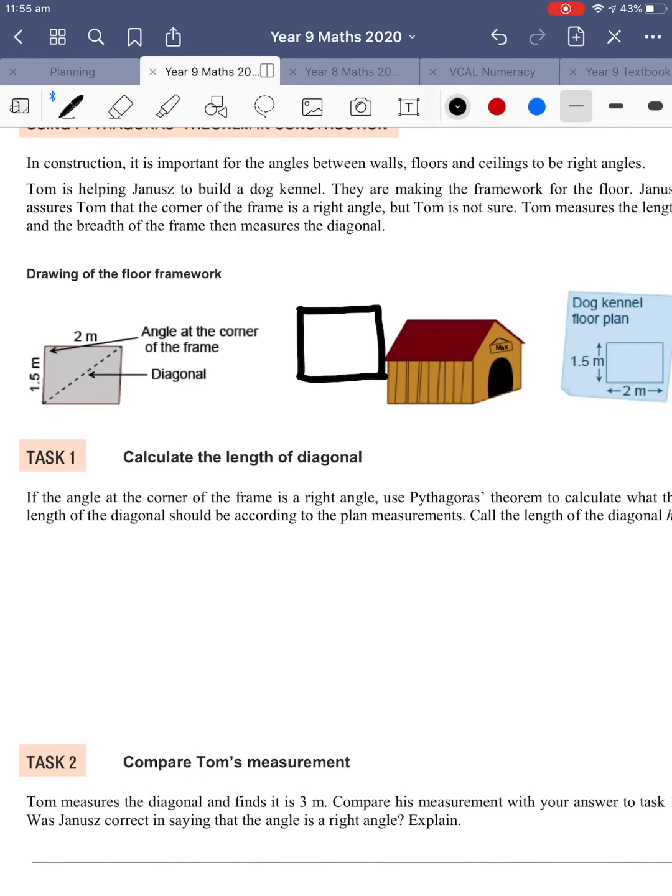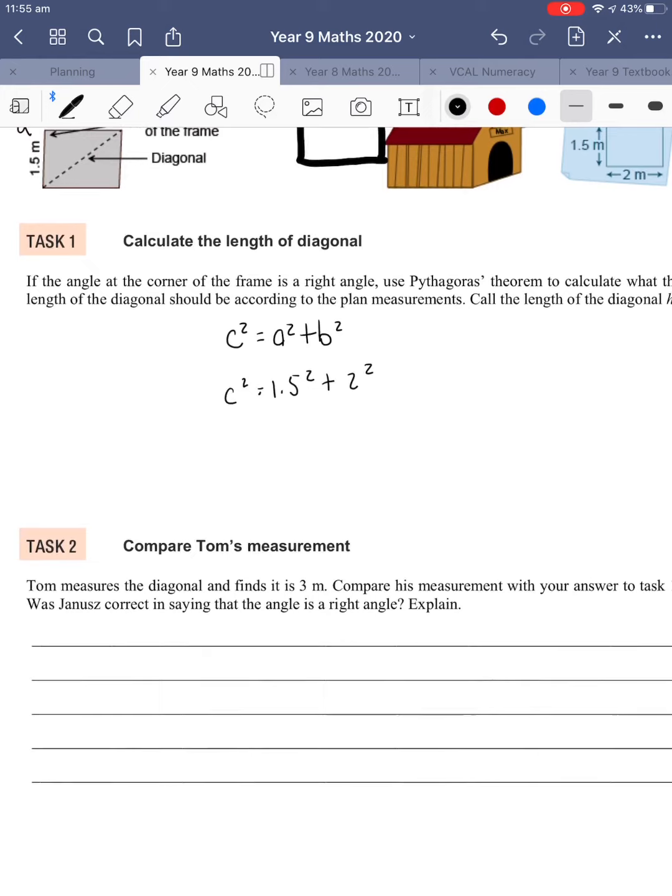So the first thing they do is Pythagoras. You need to use your c squared equals a squared plus b squared. Label your b and your a over here. So you're going to have c squared equals 1.5 squared plus 2 squared. Finish that off the way you normally do, and you're then going to get your answer. Your answer is going to be important for when you get to task 2.